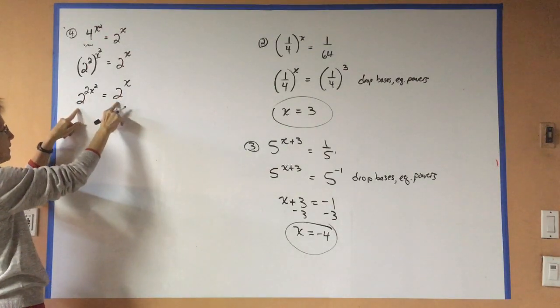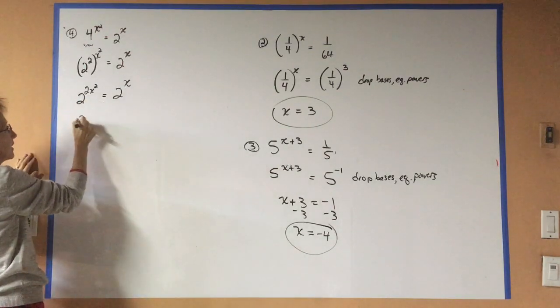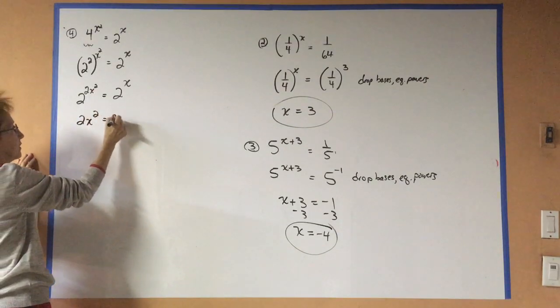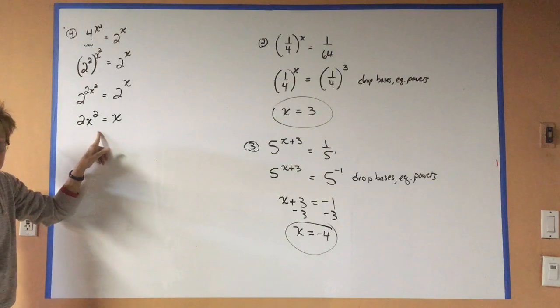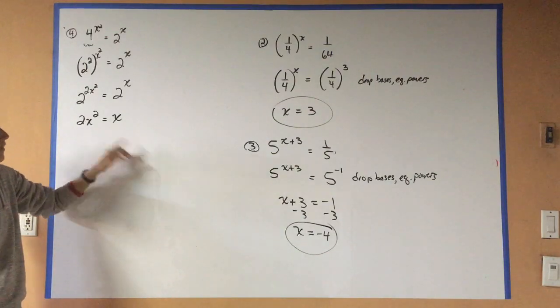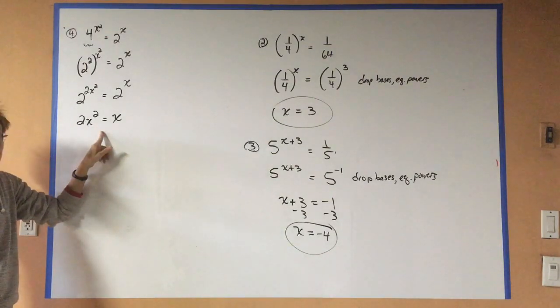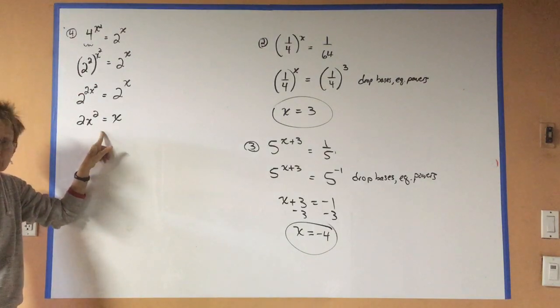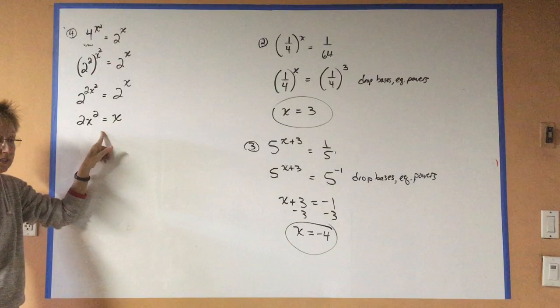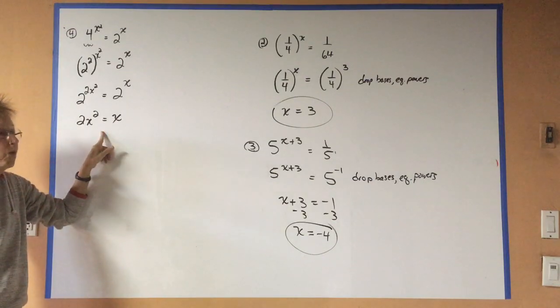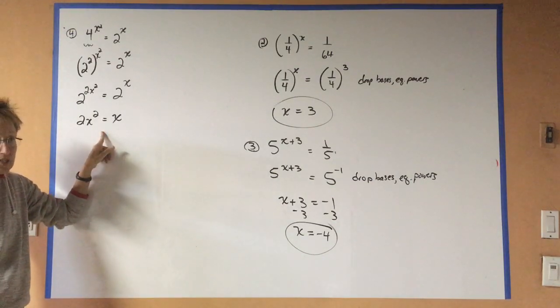So when I drop the base and equate the powers, I get an equation that says 2x squared equals x. What kind of an equation is this? Yeah, now this is quadratic, right? Which means I have 4 choices on how to solve this. I can put everything on one side equal to 0 and try to do the zero factor property, or I could do the quadratic equation.